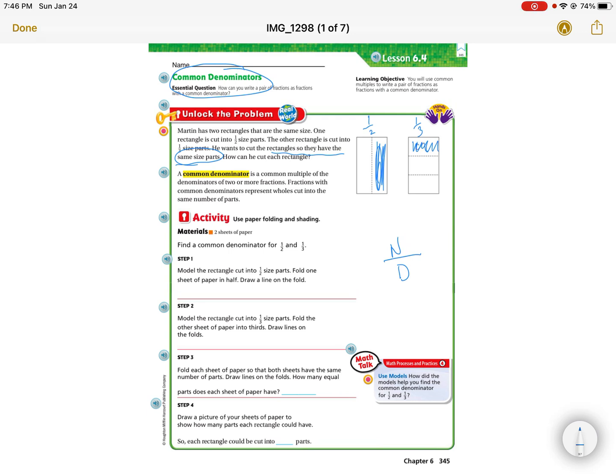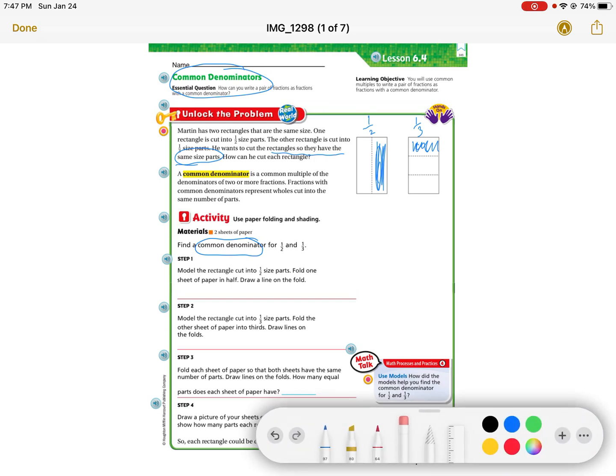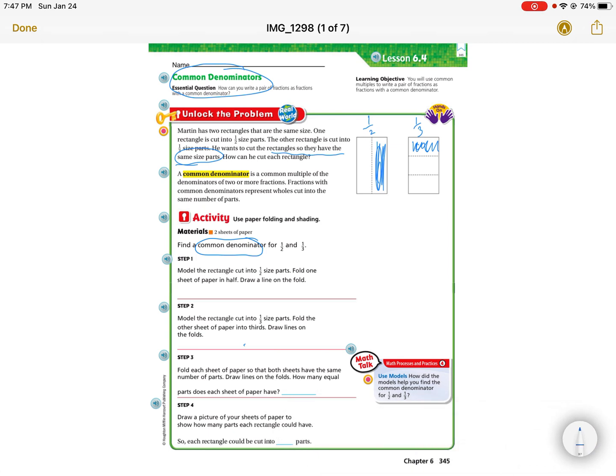So we can't compare them or add them unless they have the same size denominator, the same pieces. So what we're going to do is called finding a common denominator. And that's what we're working on. So we have these rectangles and they're folded, and we need a common denominator for the 2 and the 3. Here they're going to show that they can fold it, and we're not going to be folding our paper. You could fold paper at home, but I'm going to show you what happens after we're done folding.